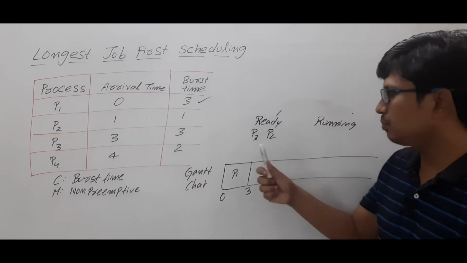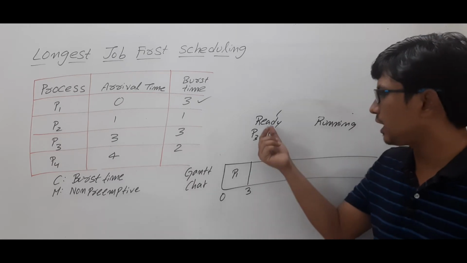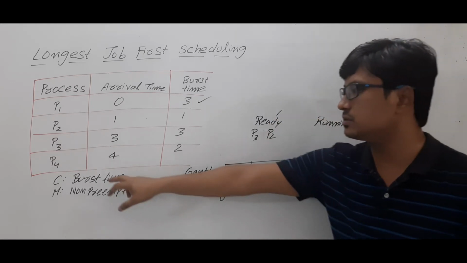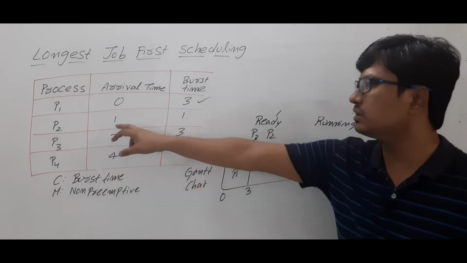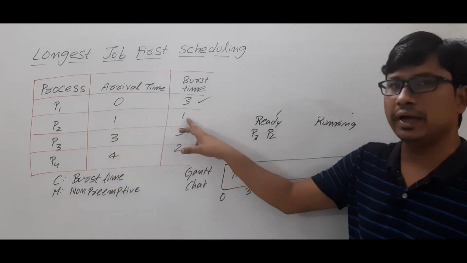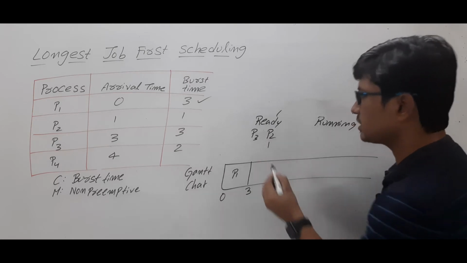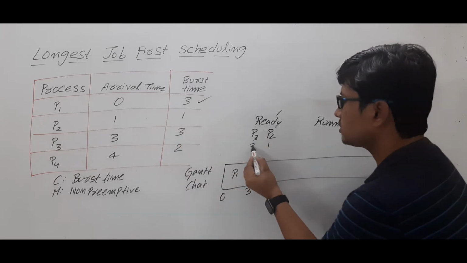Now, if you have two processes, which process you dispatch to the running state depends on the burst time. So look at each process's burst time. P2 has 1 unit of burst time. P3 has 3 units of burst time.